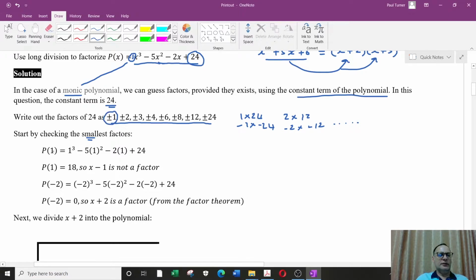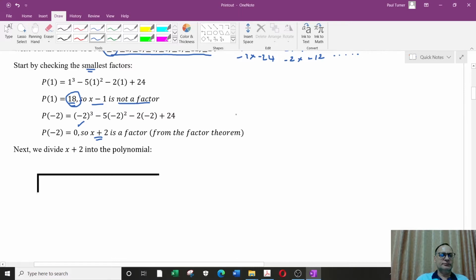So if I put 1 into my polynomial, I'll get 18. Okay, now because this is not 0, x minus 1 is not a factor of the polynomial. And then I'll try minus 2 as another number, for example. When I put minus 2 in, I'll get 0. Okay, which is good. This is what I need. That means that x plus 2 is a factor because the remainder is 0.